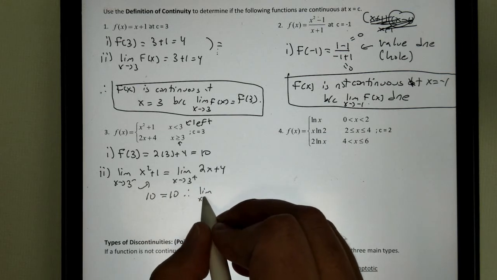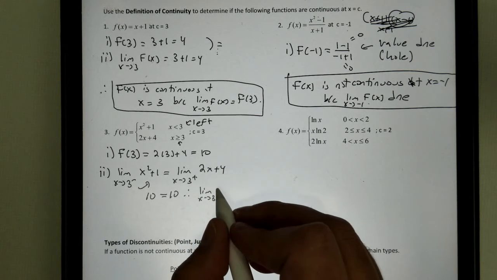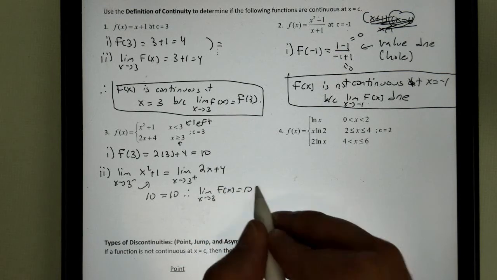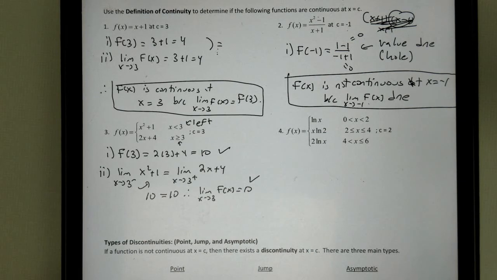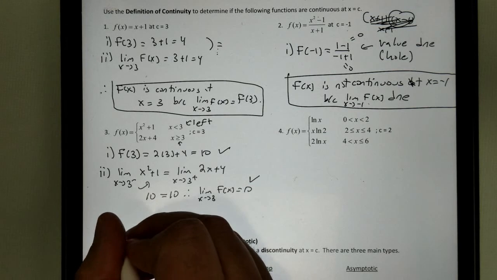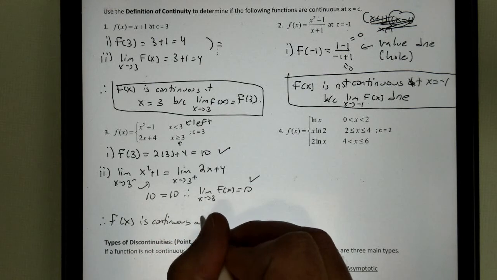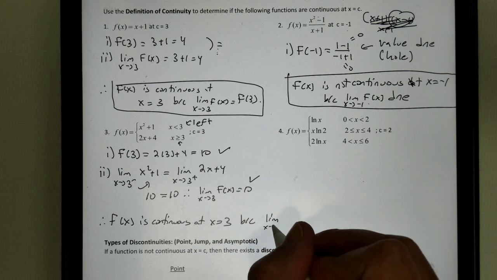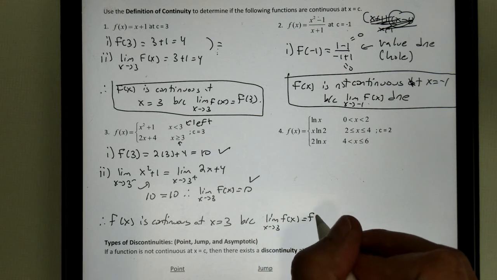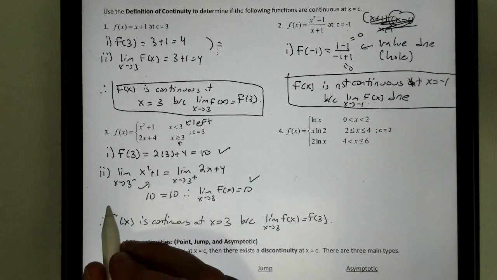And now we're going to say this. Therefore, the limit as x approaches 3, not from left or right, just 3, of our function is 10. So take a look. The value was 10, and our limit turned out to be 10. Would this be considered continuous? And of course the answer is yes. So we're going to say, therefore, f of x is continuous at x equals 3. And that is because the limit as x approaches 3 of our function equals the value at 3. A lot of 3's there. So there is our statement.